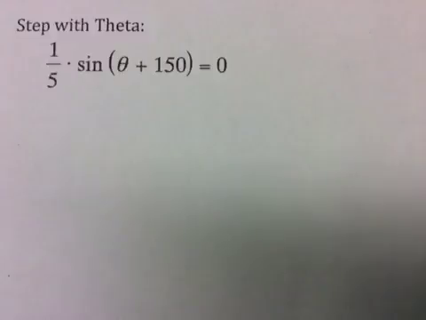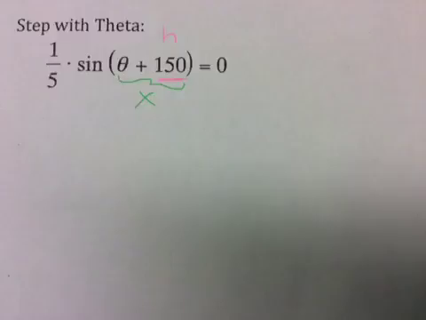Okay, now, a step in with theta. So you might recognize here that this 150 represents h. So it's a phase shift. So in this case, we've gone to the left by 150 degrees. So what we're going to do with these types of questions where there's a step in with the theta is we're going to treat the whole section of theta plus 150 as x. So we're just going to consider that to be x until the end.